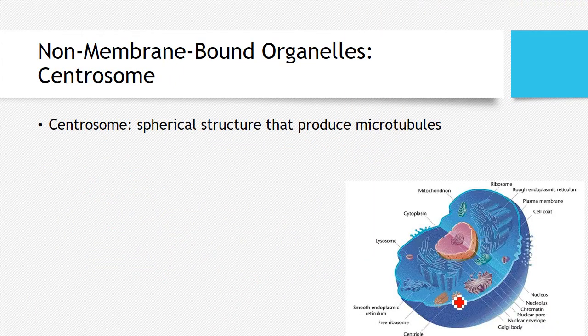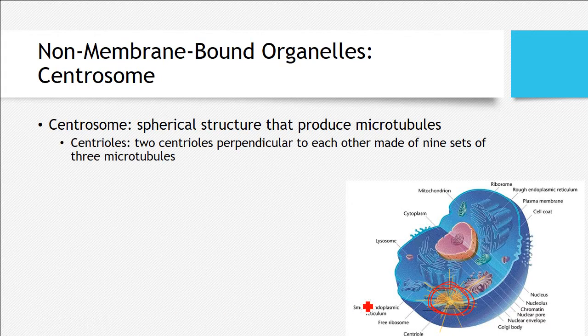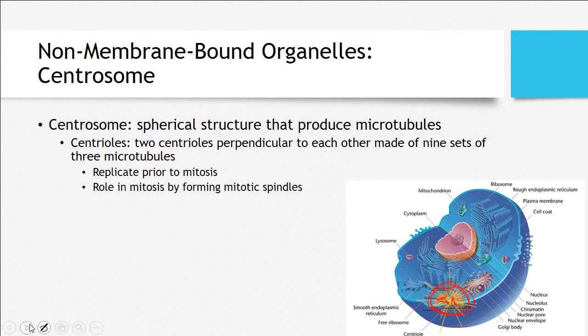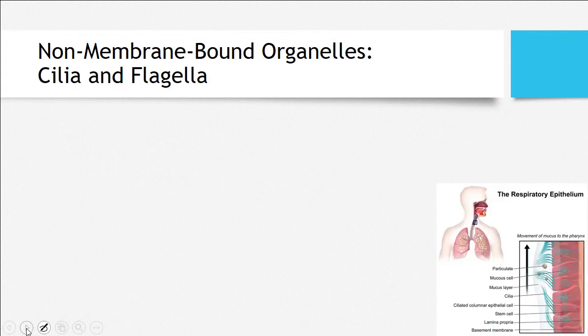The centrosome, as you can see over here, this only shows you the centrioles, but there's this part that's around it as well. They make up the microtubules that we just talked about within the cytoskeleton. These centrioles over here are perpendicular to each other, and they are made up of microtubules themselves. There are 9 sets of 3 microtubules. And they are replicated during mitosis so that they will end up making these mitotic spindles to help pull the chromosomes away from each other. Okay, so we talked about that.